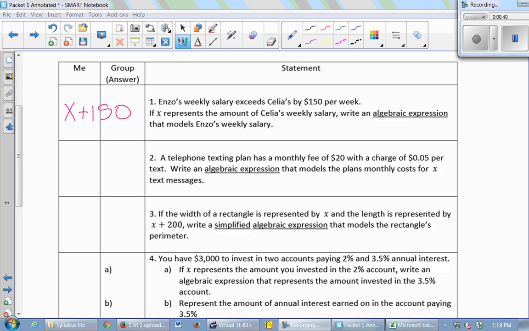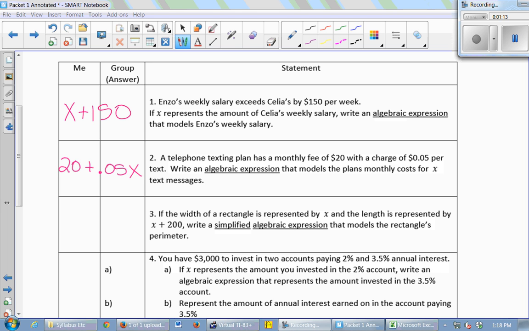Okay, so number 2, we have a telephone texting plan. It's got a monthly fee of $20. You pay that no matter what. And then you also pay 5 cents per text. All right, so we're going to write an expression that models the monthly cost for X text messages. So what do I do? Yes, $20 plus 5 cents every text. So you have to do 0.05 times the number of texts.